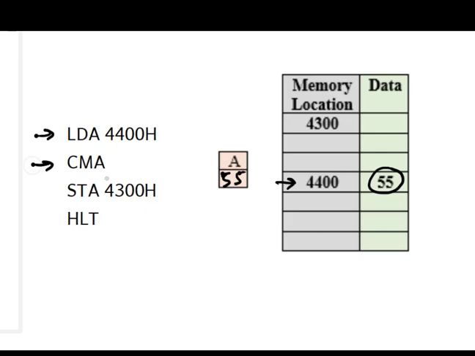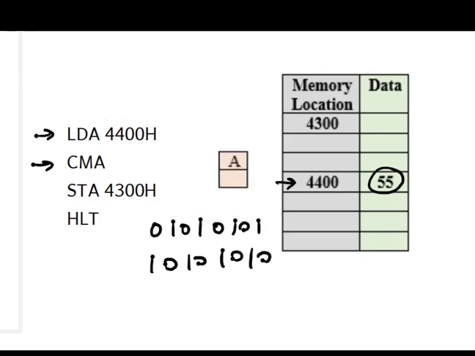Second is CMA. The instruction CMA complements the contents of register A. Whatever is in register A will be complemented. Complement means all zeros will become 1 and 1 will become 0. So in A we have 55. We write this in binary: 01010101. So the complement will become 10101010. So the answer will be AA. So after this CMA, the answer which is in A would be AA.